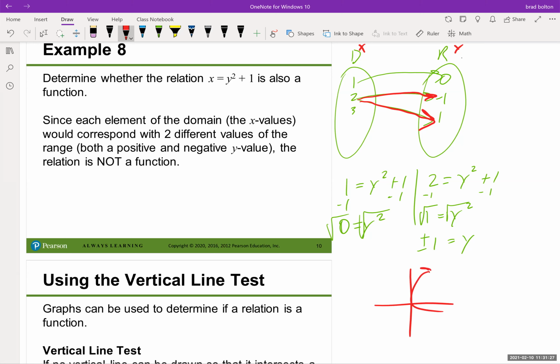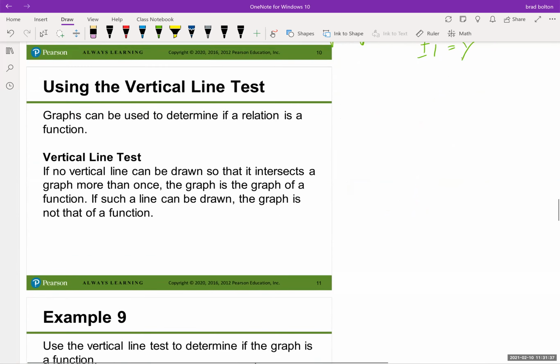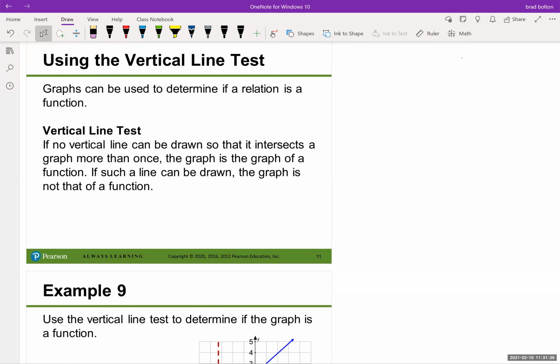Some kind of parabola like that, where it's sideways, and then we draw the vertical line test. Basically, we know that this is not a function. The best way to test is, if you know what the graph looks like for functions, you just draw vertical lines anywhere you want. And if you ever touch the graph more than once with that vertical line, you say it's not a function.